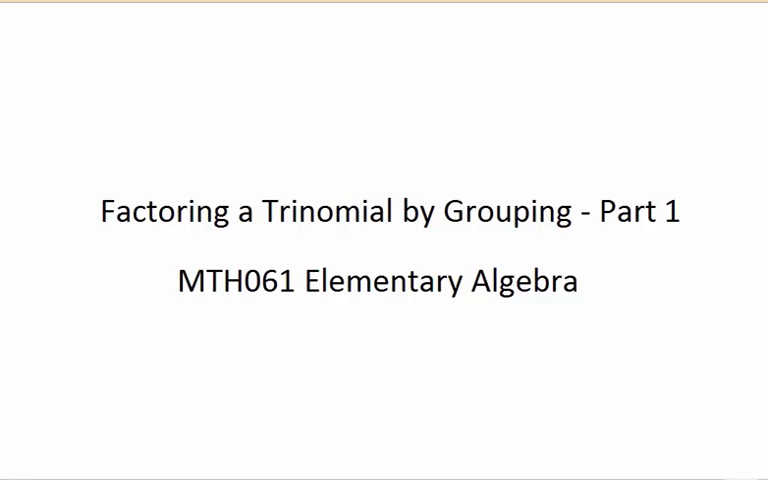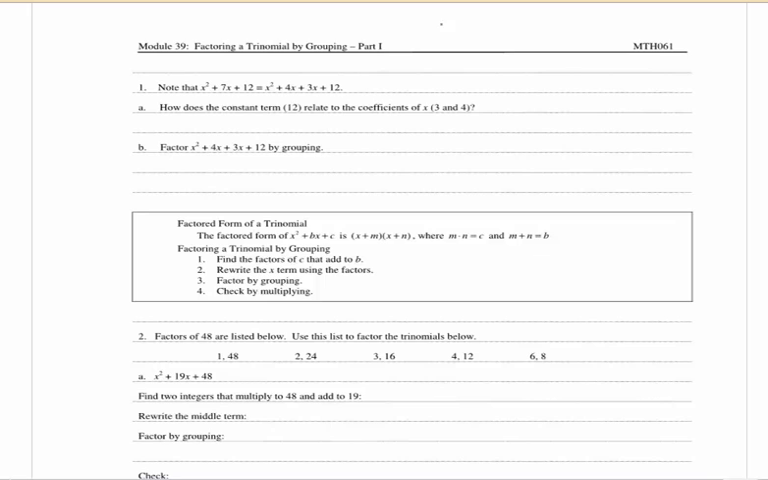In this video, we're going to look at factoring a trinomial by grouping. In 1, it says, note that x squared plus 7x plus 12 is equal to x squared plus 4x plus 3x plus 12. And what we've done is we've taken our center term, our 7x, and we've split it up to 4x plus 3x. And this is going to allow us to factor by grouping of a trinomial.